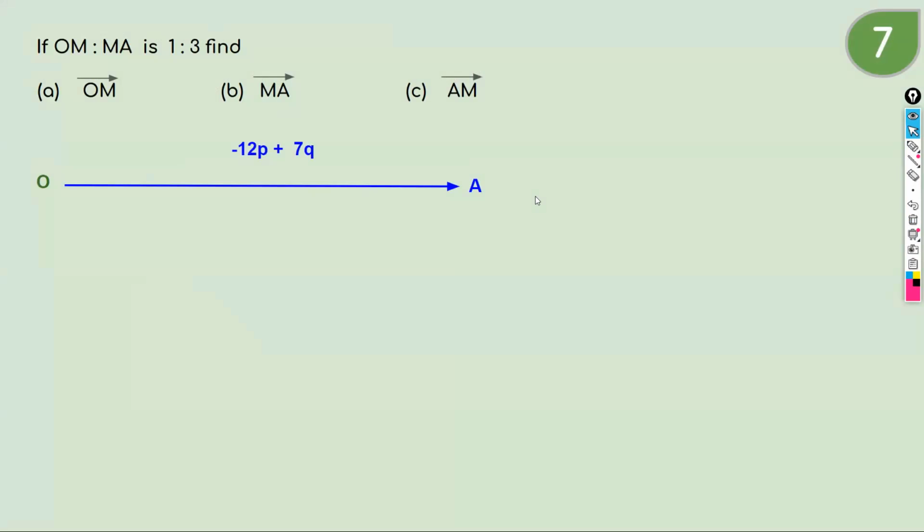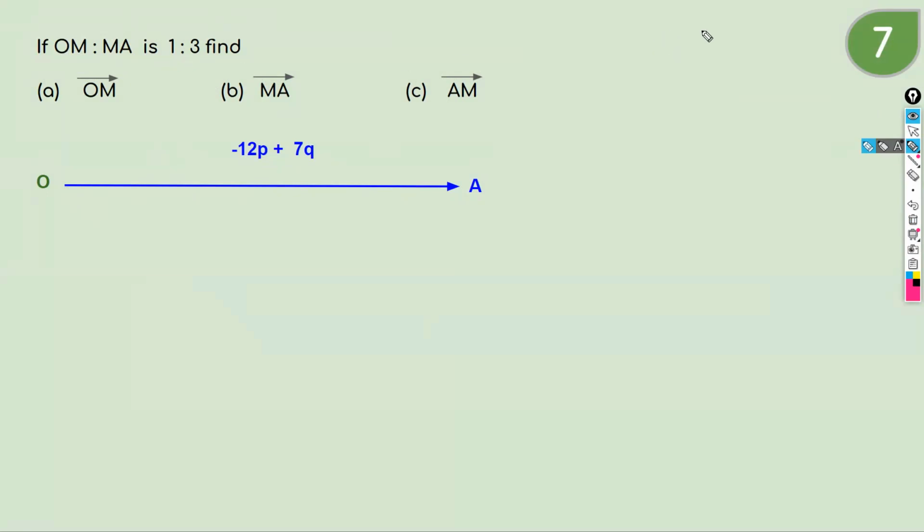Right, so last week we also did a ratios question. I changed up the values and everything here. Look, it only looks like last week's question, but it's different. They gave you a blue vector here, OA, and they told you it's minus 12p plus 7q. And they told you that OM to MA is in a ratio 1:3.